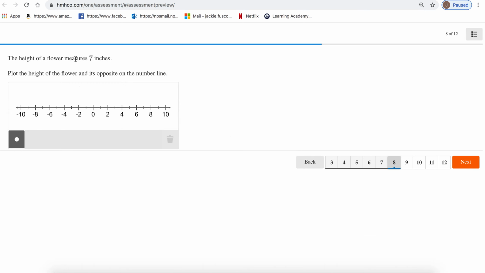The height of a flower measures 7 inches. Plot the height of the flower. Okay, so 7 inches. So 7 is right between 6 and 8. So I'm going to put that right there. And its opposite. So the opposite of 7 is -7. So I plotted +7 and the opposite of 7, which is -7. That's all it wanted me to do for number 8.